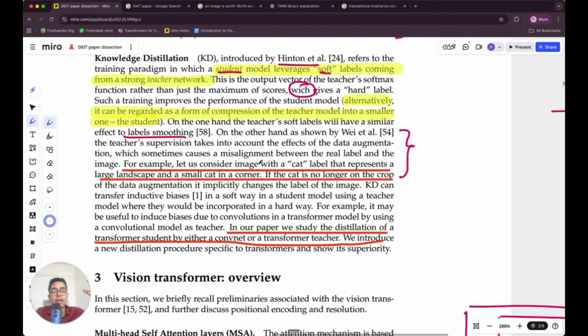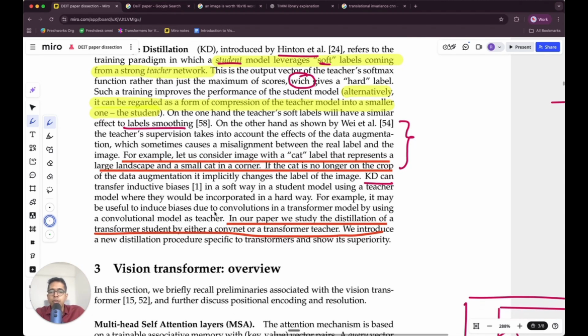It's translationally invariant. But a vision transformer or a transformer based model, since it does not have convolution, does not have inductive biases. But here what we are saying is knowledge distillation can actually transfer some of the inductive biases from the teacher model. The teacher model may be a CNN model with inductive bias. You can transfer some of those through this knowledge distillation process. For example, it may be useful to induce biases due to convolutions in a transformer model by using a CNN teacher. This is what we just discussed.